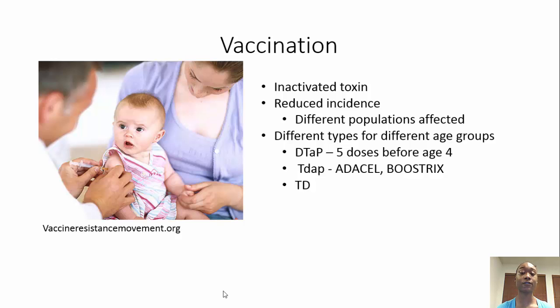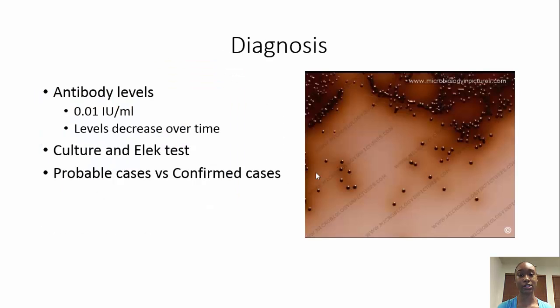Different types of vaccines are given for different age groups. If you begin your vaccinations in childhood, you'll be given the DTaP. And if you begin your vaccinations in adulthood, you'll be given a series of 3 Td shots. The Tdap and Td shots are both booster shots, and it stands for diphtheria, tetanus toxoid, and pertussis. The only real difference between Tdap and Td is that the Tdap has added protection against pertussis.